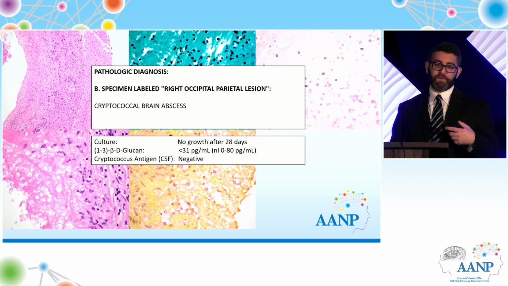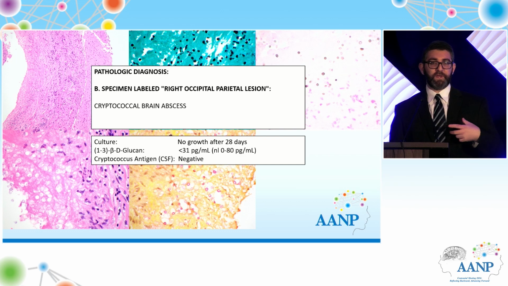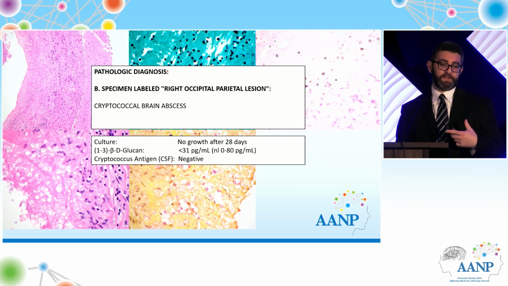Interestingly, despite all the crypto that we saw in this patient's brain, the cultures from the same operation that were sent by the surgeon at the exact same time never grew in culture. The 1,3-beta-D-glucan, that's the cell wall marker, was never positive in the CSF, and the cryptococcal antigen was negative. So it seems to be very well walled off within this patient's brain.